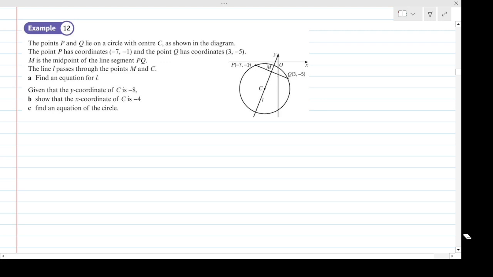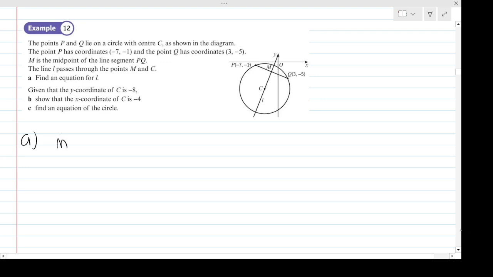So hopefully you've recognised it's to do with perpendicular bisectors, as we have a chord, a line in the circle, and it's talking about a line through the midpoint going through the centre. That's going to be a bisector. But anyway, let's just deal with what the question's asking us. Part A is asking us to find an equation for L. Firstly, we know L passes through the midpoint, so we're going to need to work that out to have a point on the line.